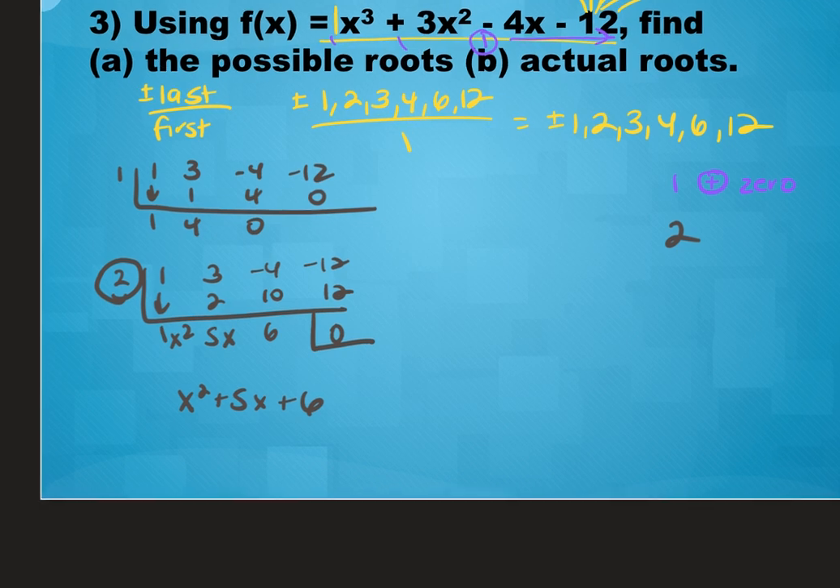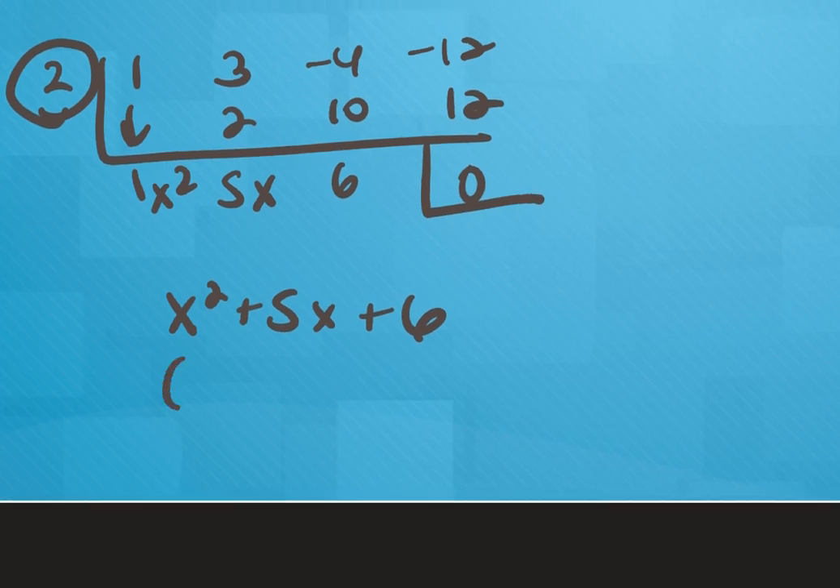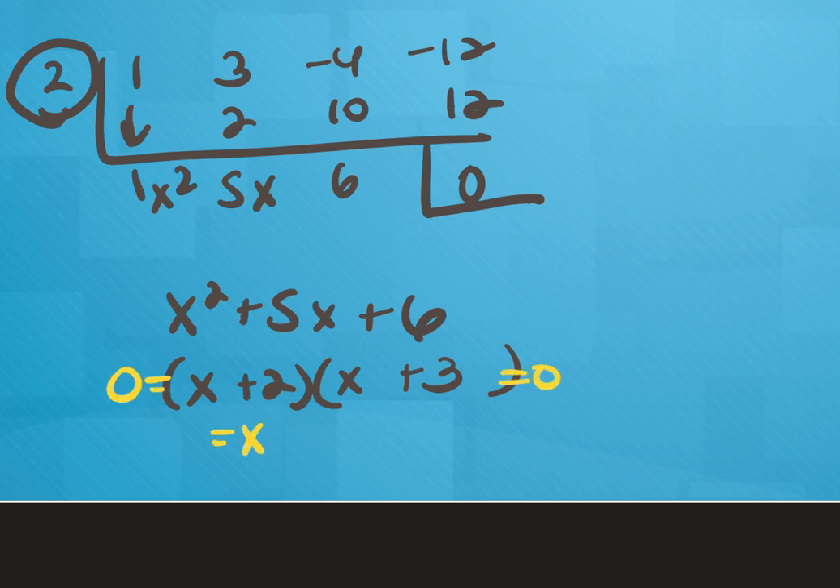root property if you didn't have an x term. This, I'm looking for the factors of positive 6 that sum to positive 5, which would be 2 and 3. And then I'm going to split and solve this. And I get x equals -2 and x equals -3.